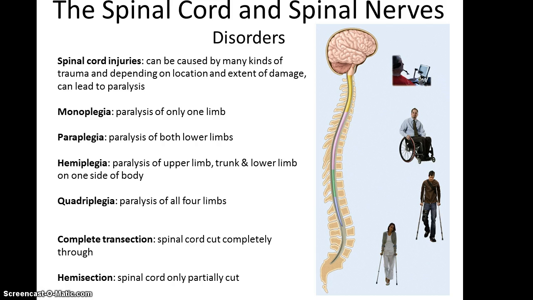And then if you look at the injury of the spinal cord, if it's a complete transection, that means the spinal cord was cut completely through, versus a hemisection, which means it was only cut partially.